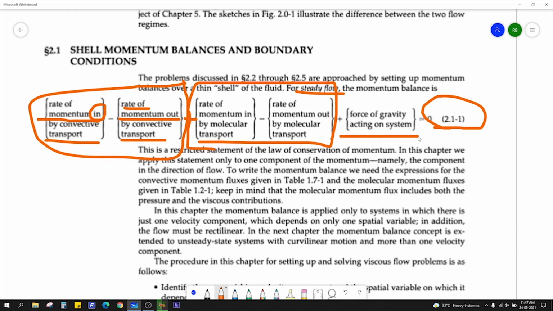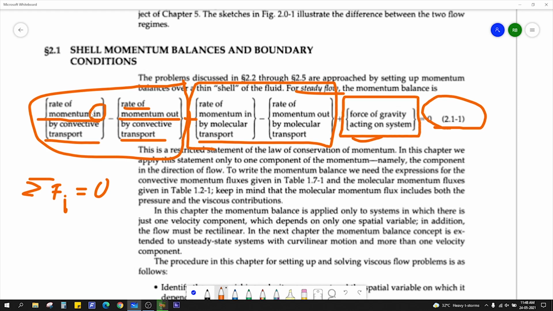Okay, now you might ask, what is this? This is actually your external force. There has to be some external force because of which there is a momentum transfer, right? So let's say we have a force of gravity acting on the system. Because of that gravity there is some flow, so we have to consider that force, right? So we have to add that external force here. Now if you see, we are basically doing summation Fi equal to 0. This is because this is nothing but sum of the forces.